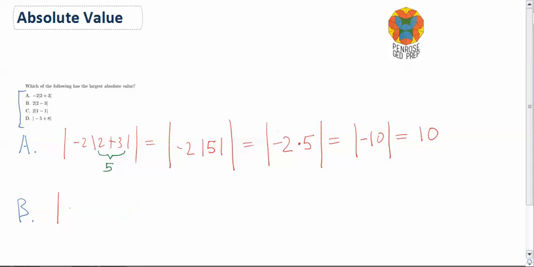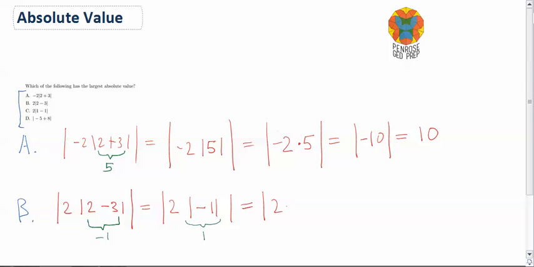Now we need to figure out the absolute value of 2 times the absolute value of 2 minus 3. Well, that is equal to the absolute value of 2 times something. The absolute value of 2 minus 3 is negative 1. So what this is equal to is 2 times the absolute value of negative 1. The absolute value of negative 1 is just 1. And so this is the absolute value of 2 times 1, which is 2.